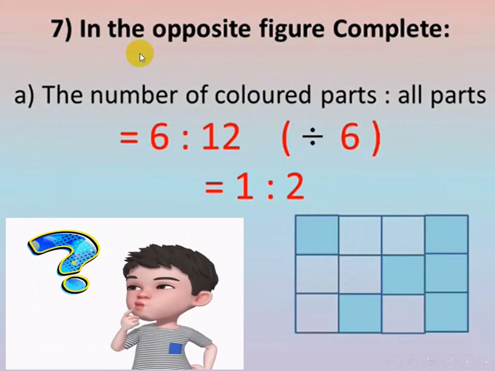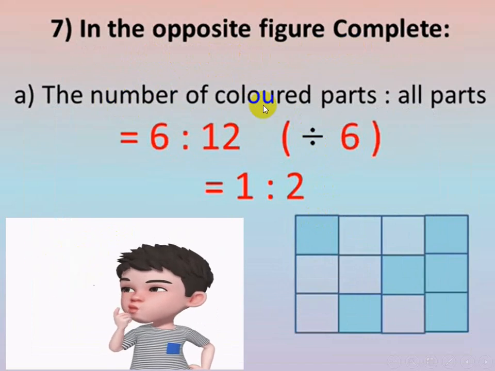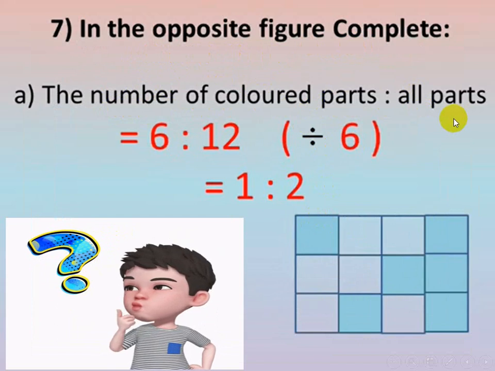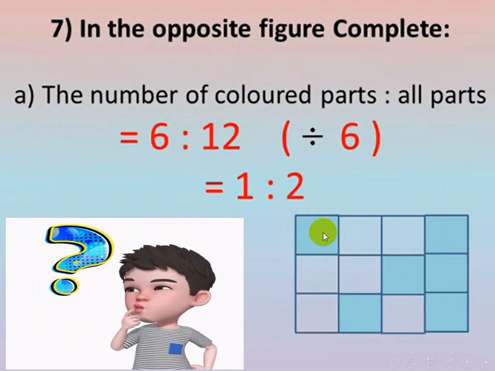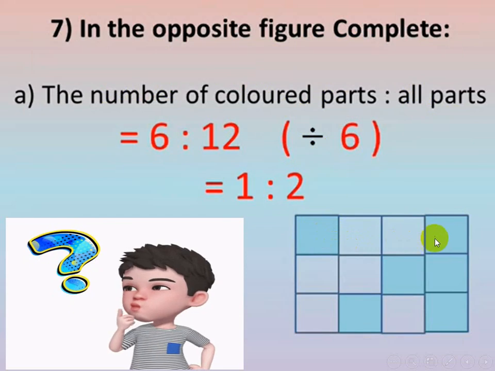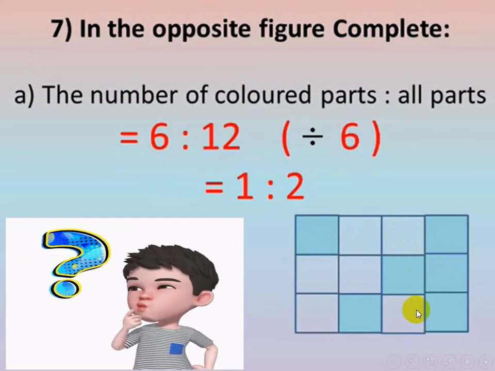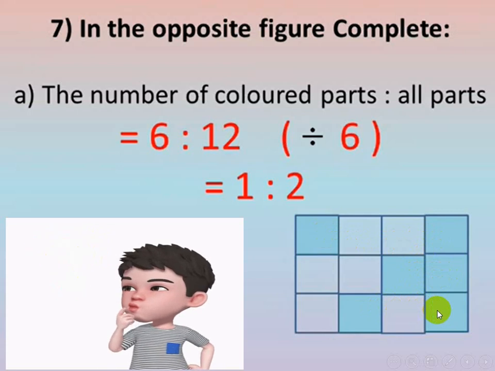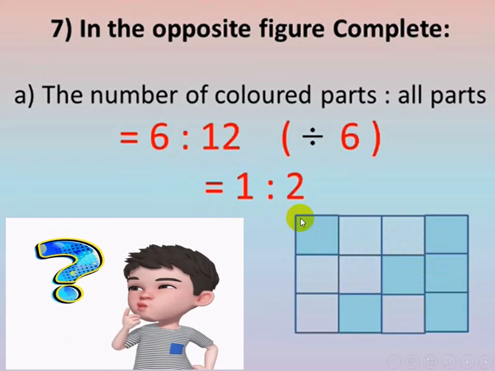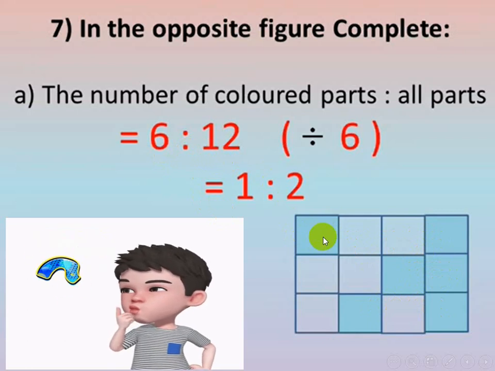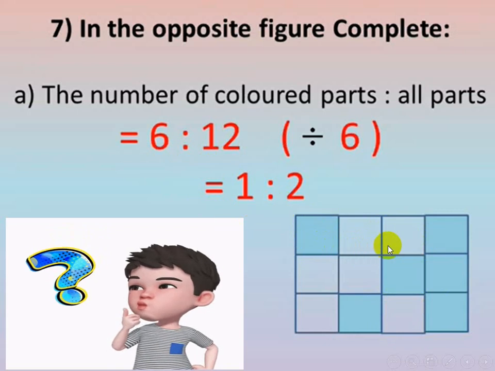Question 7. In the opposite figure, complete. Number A. The number of colored parts to all parts. Let's count the colored parts. 1, 2, 3, 4, 5 and 6. There are 6 colored parts. Write 6 to all parts. Observe the number of all parts, count. Yes, 12 parts. 6 to 12.